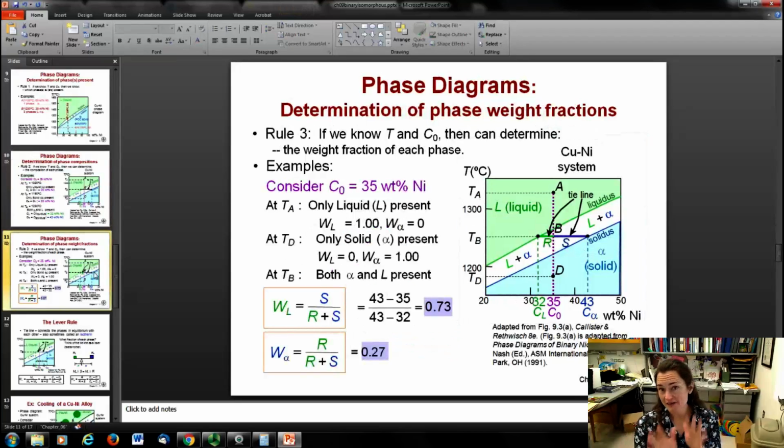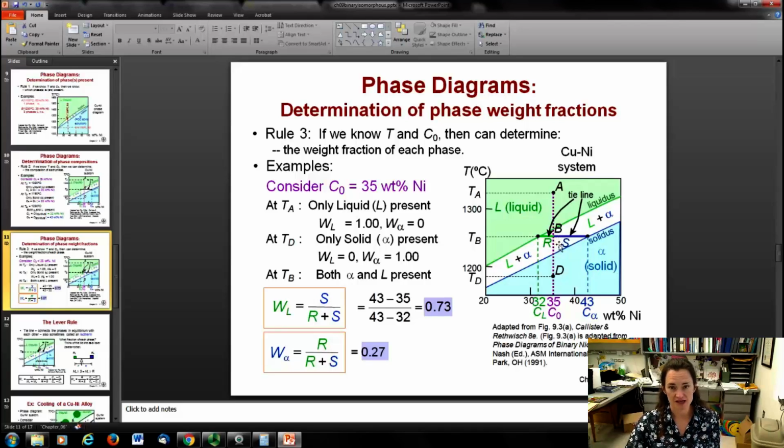Now, you can get even more information. Rule number 3. If you know the temperature and the percent composition, then you can determine the weight fraction of each phase, okay? So let's go back to our friend, the 35 weight percent nickel, and look at its tie line there at that temperature that we already looked at. So let's start with temperature A first. At temperature A, I've got 35 weight percent nickel, and I've got 100% liquid. That's pretty straightforward. At temperature D down here, I've got only solid phase, so it's 100% alpha phase, and it's 35 weight percent nickel.